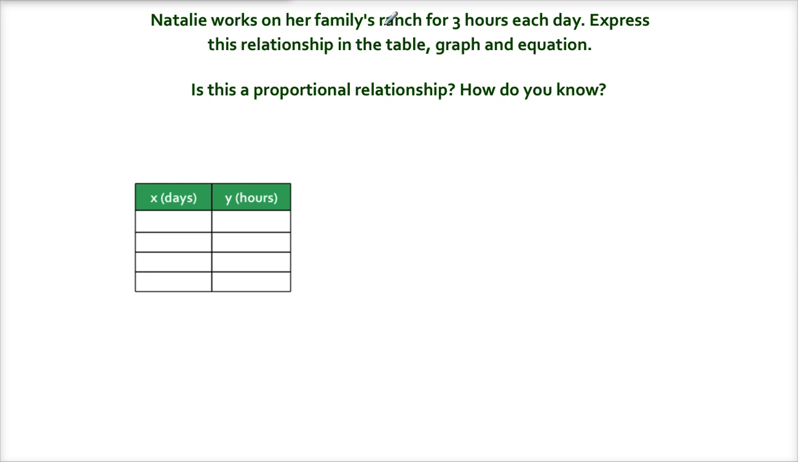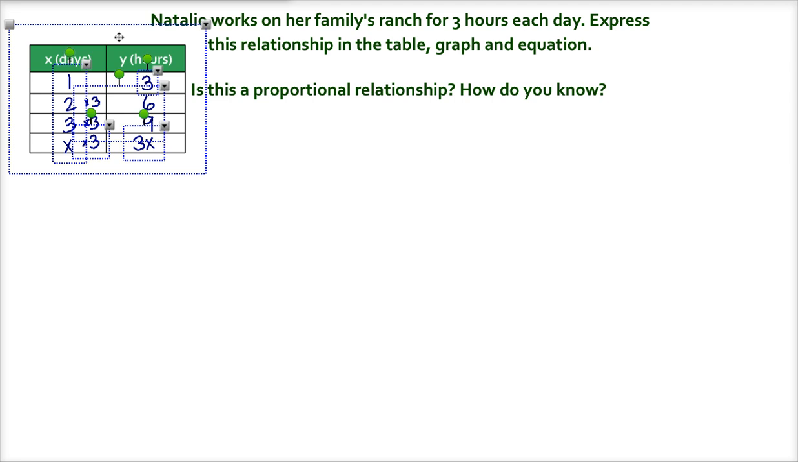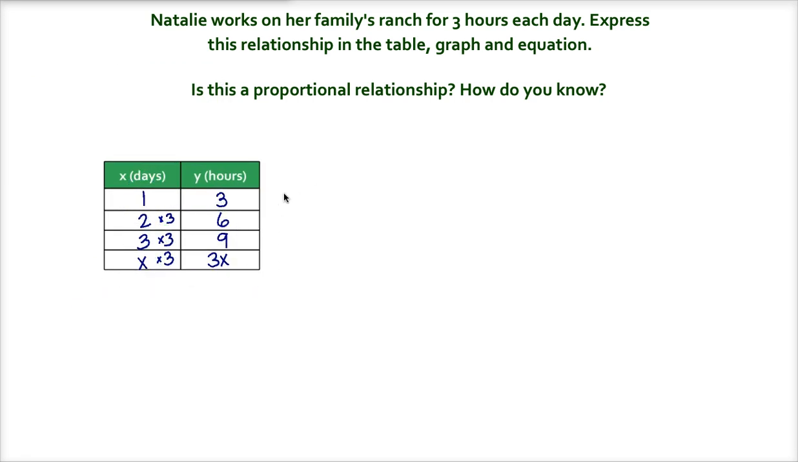Okay, so it's the same situation, and it says, is this a proportional relationship? And how do you know? So this is something that you should remember from a couple of lessons ago. And the way we tell if it's a proportional relationship is we make sure that the ratio of hours to days is constant or the same. So our ratio is just a fancy word for fraction, hours to days. And we're going to set up each of these ratios and make sure they're all equal.